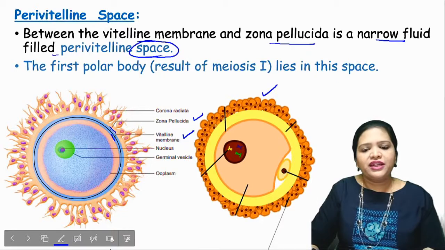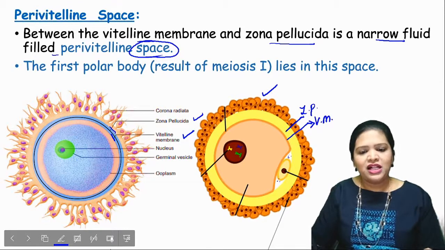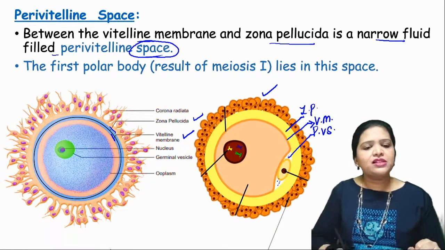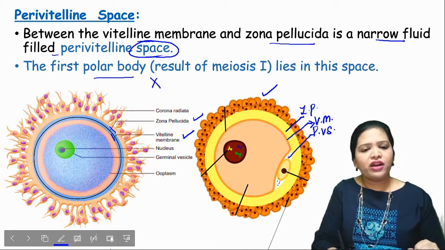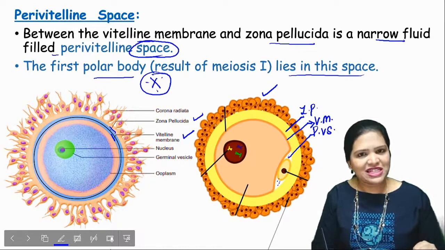Okay, so here this yellow area is zona pellucida and this is vitelline membrane. Okay, and here there is a space, you see. This space is called perivitelline space. Okay, so what is present in this perivitelline space? First polar body, very important. First polar body lies in the perivitelline space.